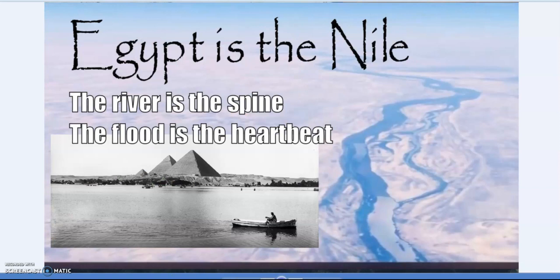Egypt is the Nile, the river is the spine, and the flood, the cycle of the seasons, is the heartbeat. This has unfortunately been lost, especially since the 1970s and recent dam projects on the Tigris-Euphrates, irrigation on the Indus, and the Danube. We've forgotten and don't really appreciate the importance of the ebb and flow of the river during the year.